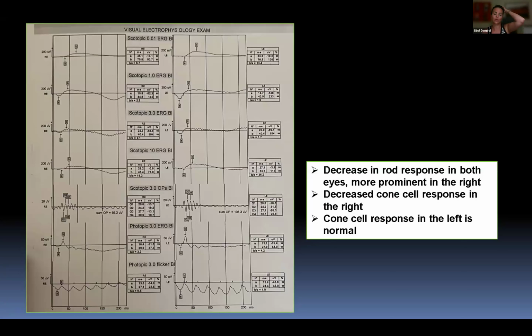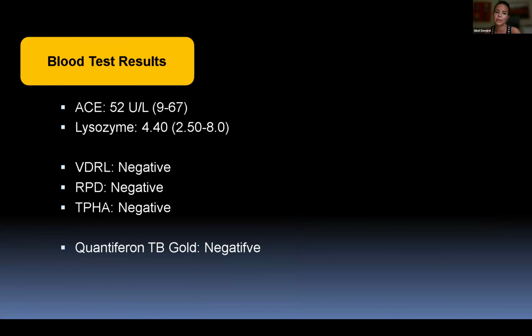This is the result of the electrophysiological test. Decreased rod response in both eyes, more prominent in the right. Decreased cone cell response in the right eye. Cone cell response in the left eye looks normal. So a kind of rod-cone dystrophy in both eyes, but more prominent in the right eye. Blood test results are negative regarding ACE, lysozyme, syphilis, and the QuantiFERON TB Gold test is negative.